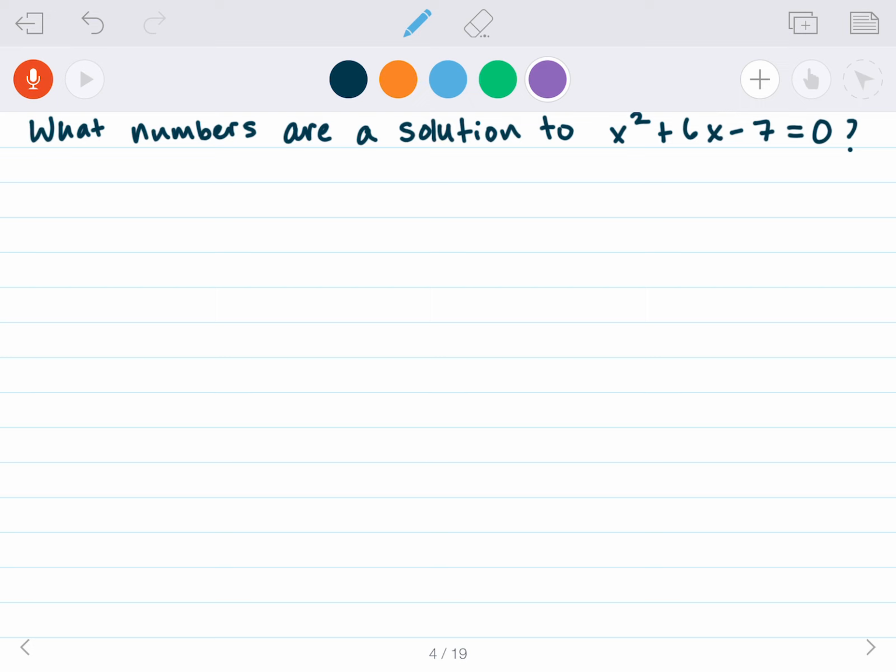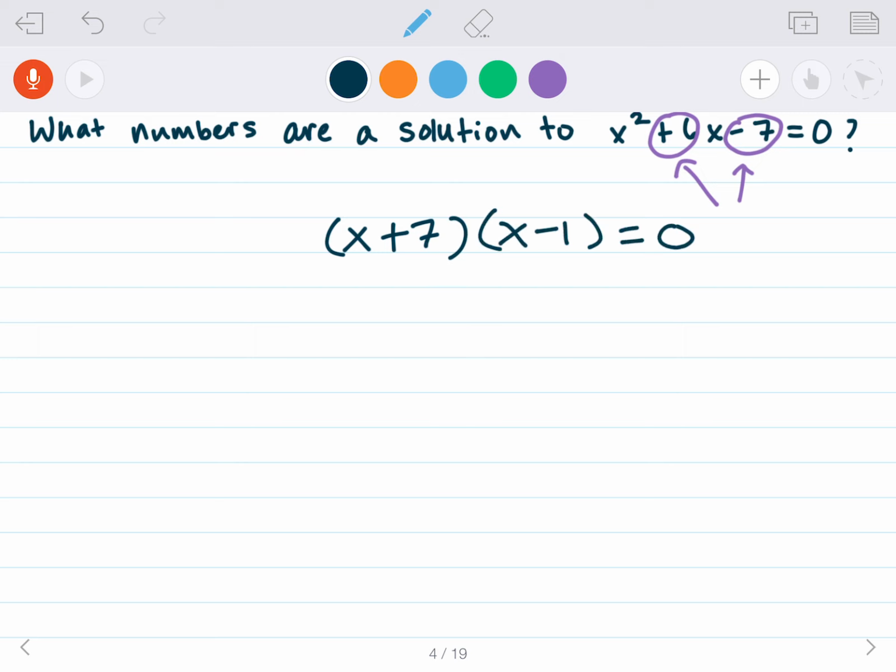But let's try to factor this. So our c is going to be -7 and our b is going to be +6. So what two numbers multiply to -7 but add to +6? How about +7 and -1? So (x + 7)(x - 1) equals 0, right? +7 times -1 is -7, and +7 plus -1 is +6.